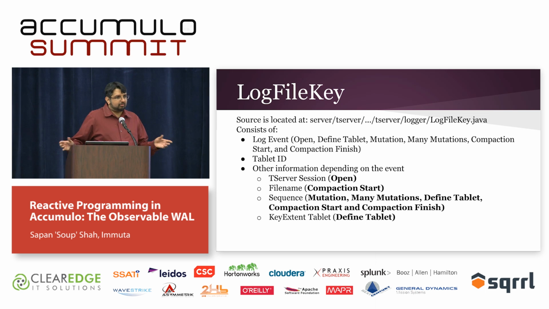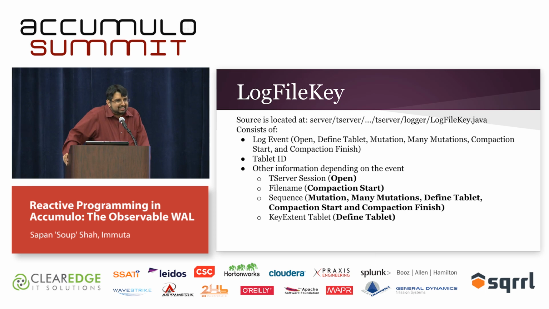So the log files are, as I explained earlier, a set of key and value pairs. The values aren't as interesting as the keys. With the keys, we can gather a ton of information. Here's where the source is located for the key in case you want to look at it. It consists of a log event, which is currently an enumeration with open, defined tablet, mutation, many mutations, compaction start, and compaction finish. Kind of like the flow that we were talking about over here, right? Here's the mutation, many mutations, in the 1, and then the compaction for 3.